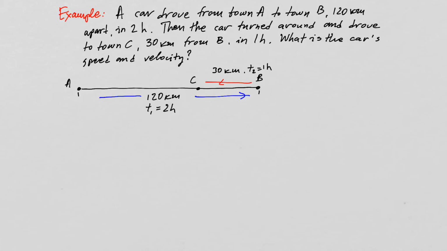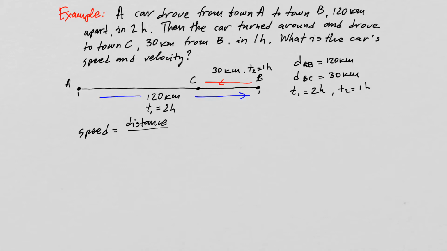So first we want to find the speed of the car. So first let's list what we know. We know the distance between towns A and B, that's 120 kilometers. We know the distance between towns B and C, that is 30 kilometers. And then we know the time it took the car to travel between A and B, that is 2 hours. And the time for the car to travel between B and C, that is 1 hour. So speed is calculated as distance traveled divided by elapsed time.